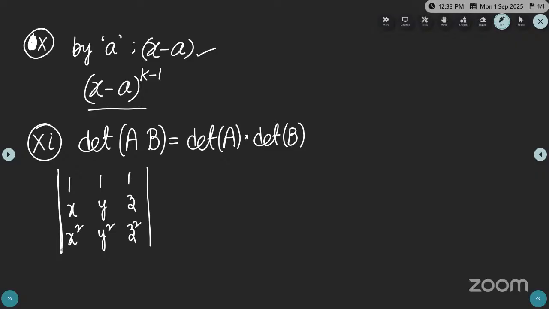Here, instead of finding the determinant directly, I'm going to use the above factorization theorem. How can you utilize it? This you can write as x power 0, this as y power 0, this as z power 0. Is it okay? Now listen carefully. This is purely a function of x, purely a function of y, and again a function of z.